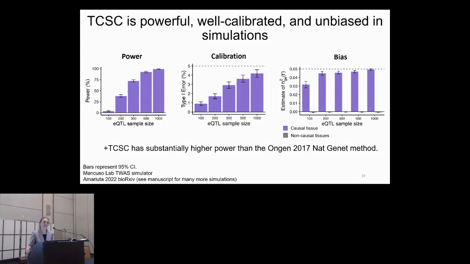And if that's not the case, that method is not able to parse the signal and instead just applies a penalty that is sort of uniform across the tissues that are co-regulated with one another. So it's not really able to take one tissue out of a group and say this is the most likely causal tissue.